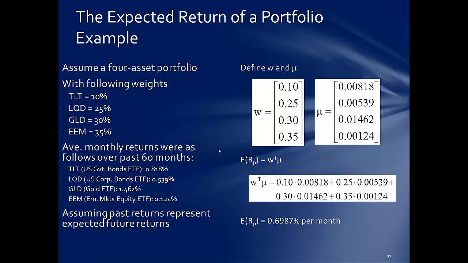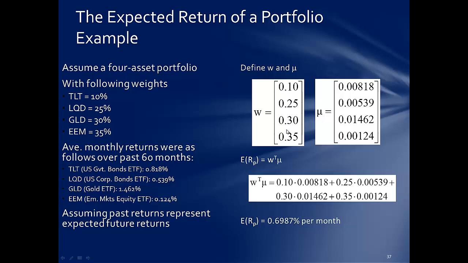Just as an example, let's assume we have a 4-asset portfolio with the following weights. TLT is 10%, LQD is 25%, GLD is 30%, and EEM is 35%. So these are 4 different assets in our portfolio. Now let's assume that they have monthly average returns as outlined right here. So those are the average monthly returns. My question is, how can we get the portfolio expected return?